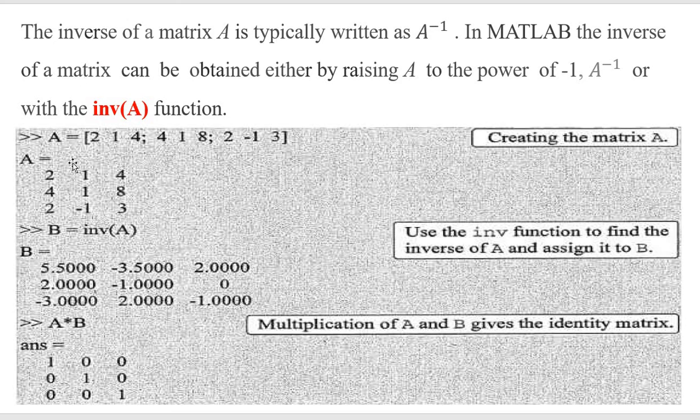So here, now we create a matrix A. We have a matrix A of order 3 by 3. The first row is 2 and 4.